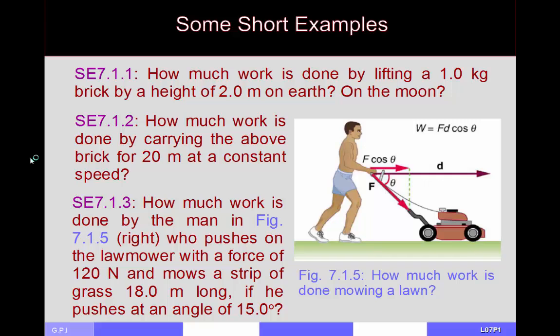All right, so now let's do a few short examples. The first one is how much work is going to be done by lifting a 1 kilogram brick by a height of 2 meters on the Earth, or for that matter on the Moon.